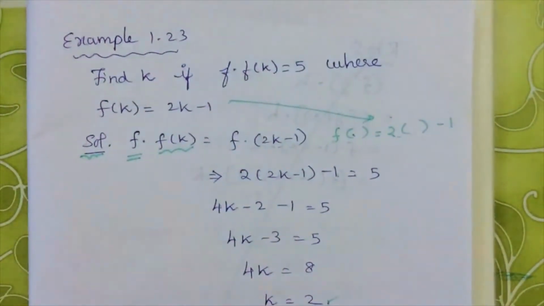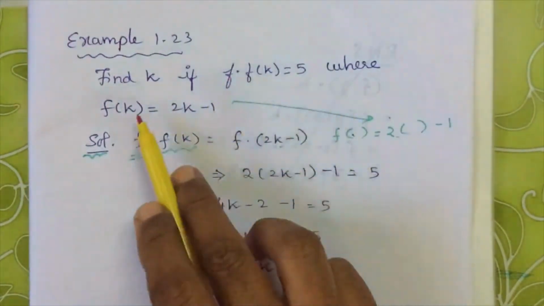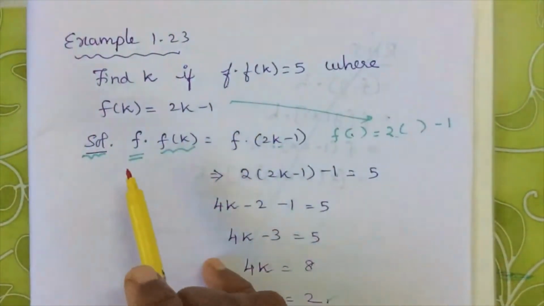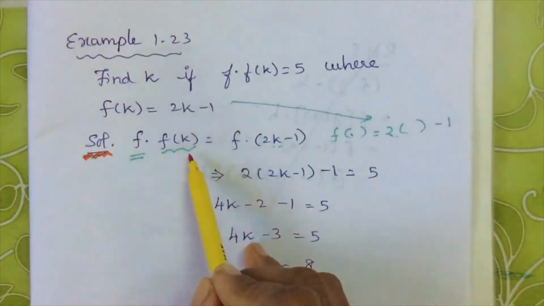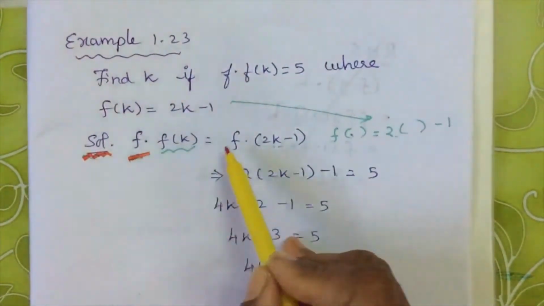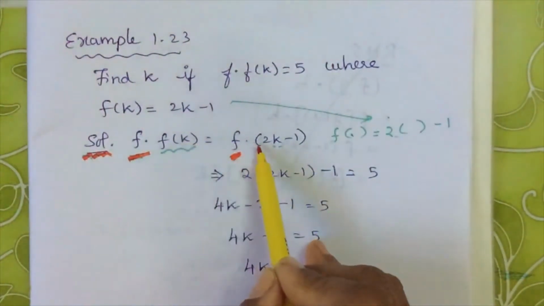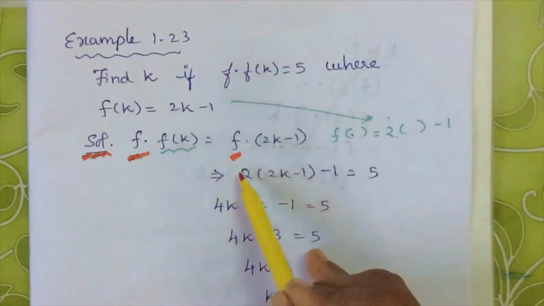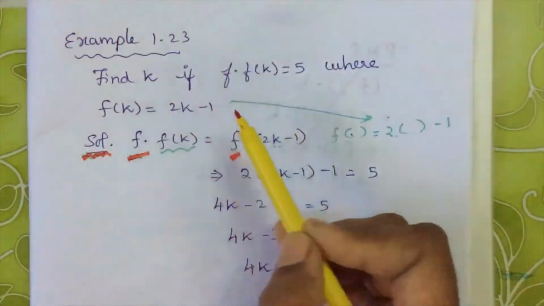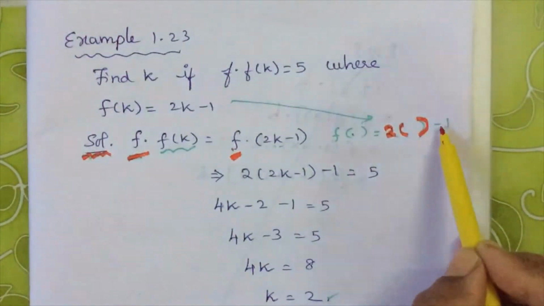Coming to example 1.3, find k if f of k is equal to 5, where f of k is equal to 2k minus 1. So first you have to find out f of k. Write whatever f of k is. So f, keep this function as such. Then you substitute for your f of k, that is 2k minus 1. Next step, before writing the function, you see the function f. f is 2k minus 1, that is 2 into something minus 1, don't write the k there.